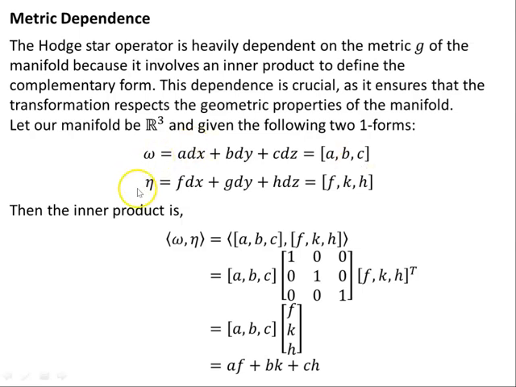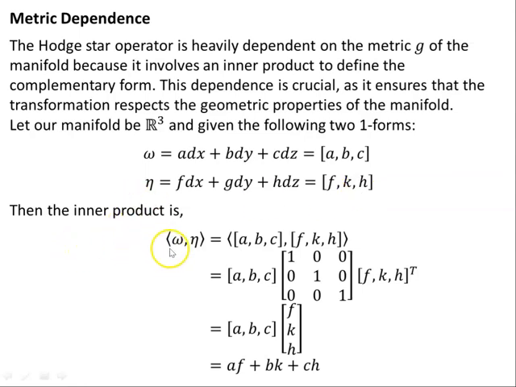Now, eta is f dx plus g dy plus h dz. f, g, and h are all scalars. They could be numbers, they could be functions, same as a, b, c here. They could be numbers, functions, or variables, but they're scalar quantities. The basis one-forms are implied here, as I've just pointed out.